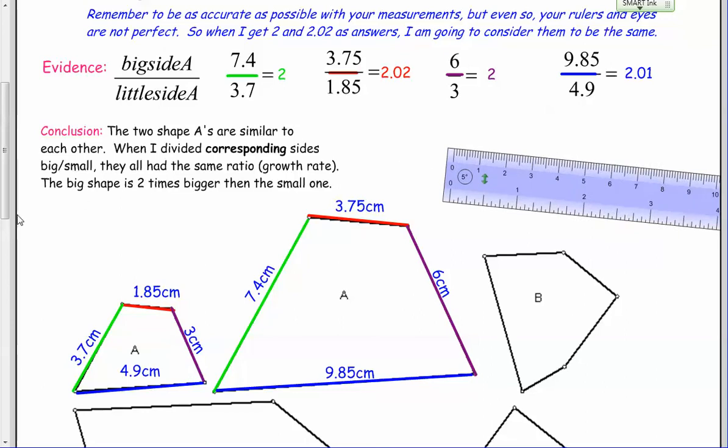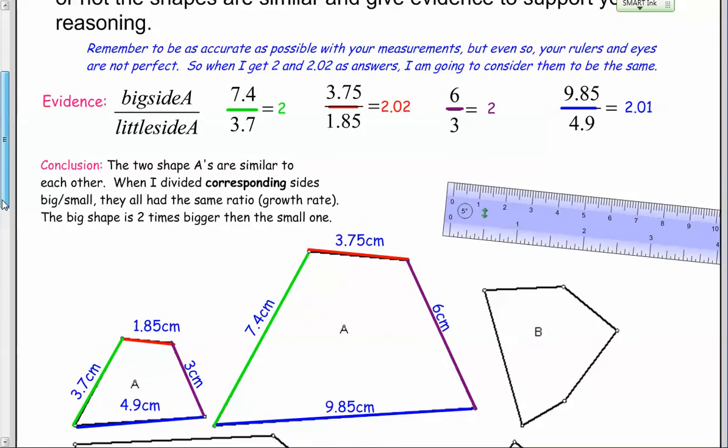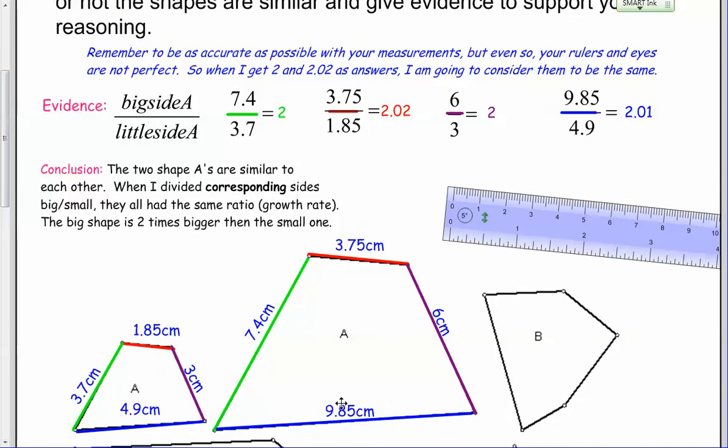Now is time for my evidence. I need to know then, are these shapes really similar? And they look similar. They look from the right to the left that they've grown to about the same amount. So now we just need to prove it with evidence. Don't you love it? All right, at this point, my evidence then will involve dividing the two sides.